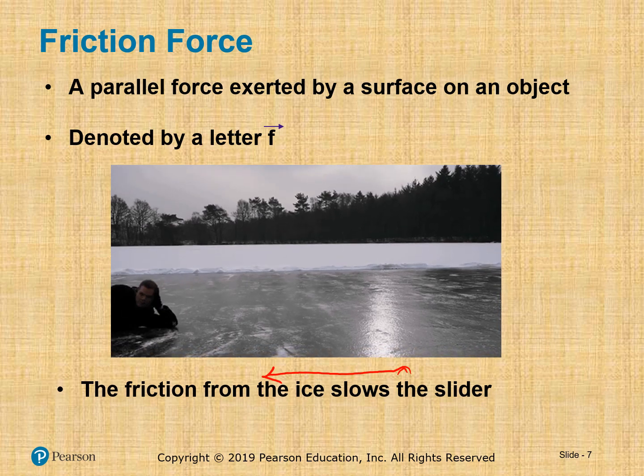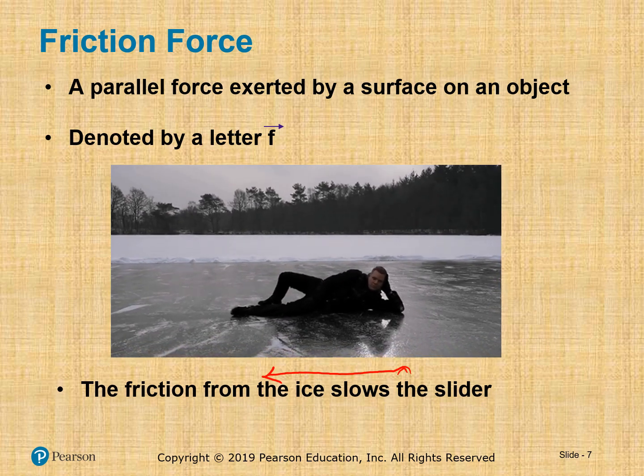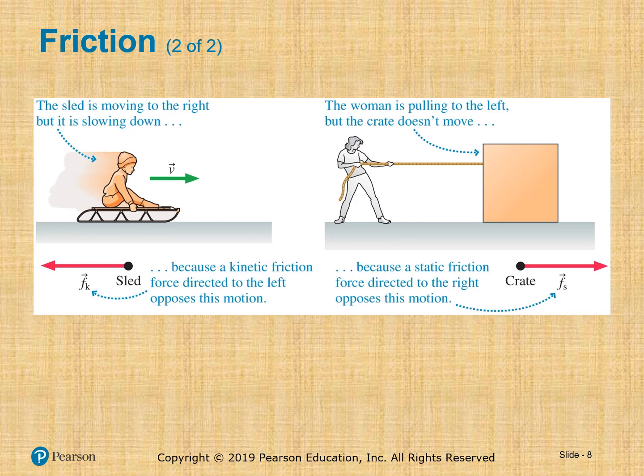So the friction from the ice is actually... in this slide, the sled is moving to the right, but it's slowing down. As you see, F sub K shows kinetic friction, and it's moving in the opposite direction of the sled. Whereas F sub S means she's pulling on this big box, but she can't get it to move. So the box is experiencing static friction because it's not moving.